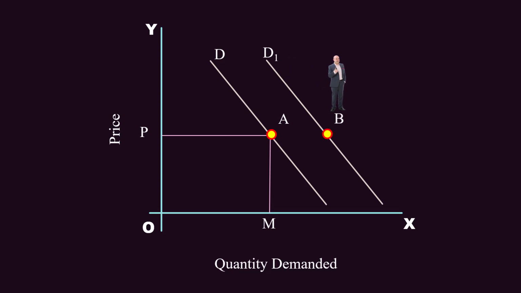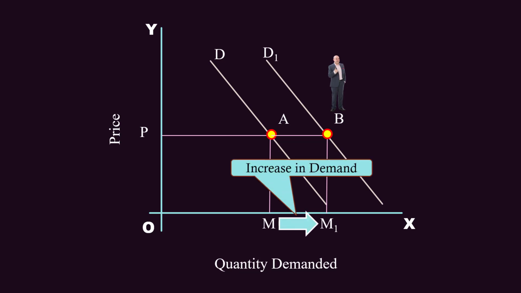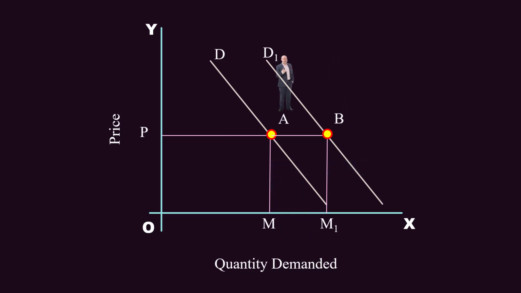It is on the demand curve D1. He buys M1 at the existing price P. This is greater than M. This is known as increase in demand. In case of increase in demand, the consumer moves from original demand curve D to a new demand curve D1 on the right. Once again, let us assume the consumer is at point A.